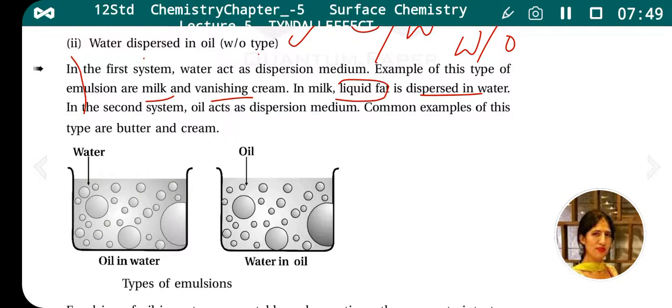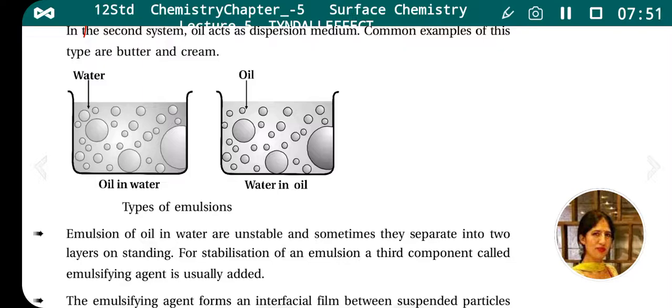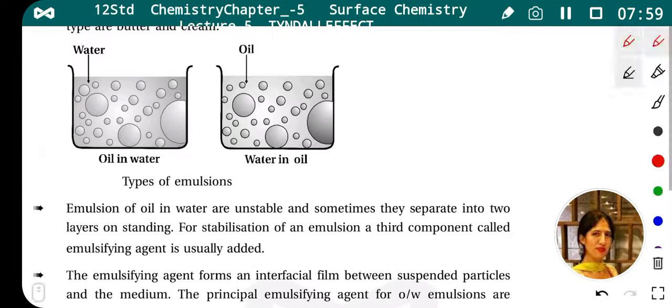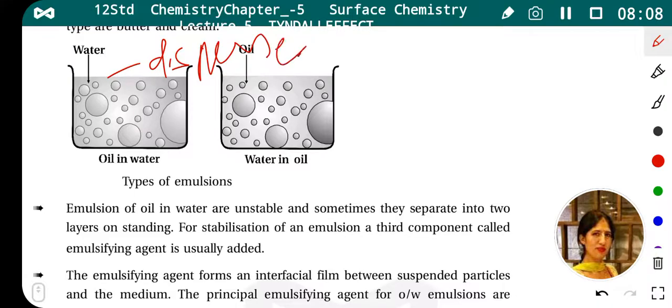Here you can check it from this diagram, these two diagrams also show the types of emulsion. See, oil in water. Here, oil is your dispersed phase, and water is your dispersion medium. And when you are talking about water in oil, it would be vice versa.